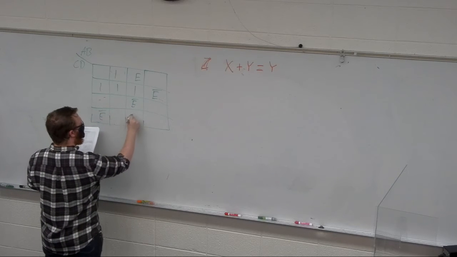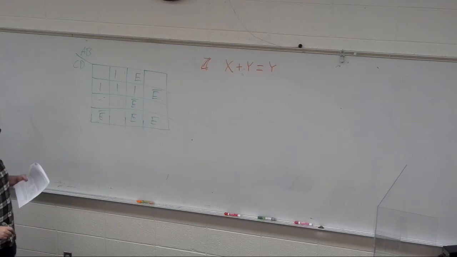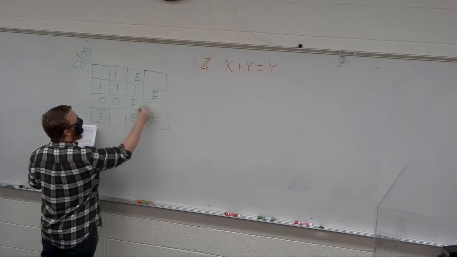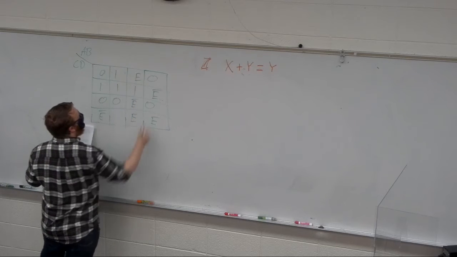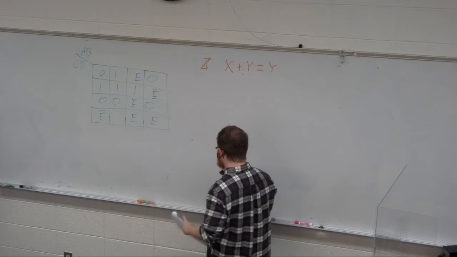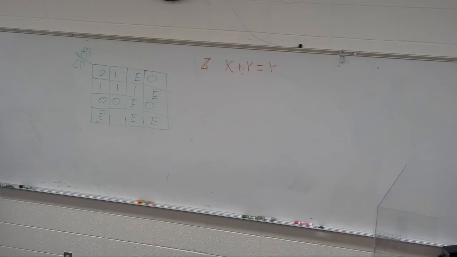E bar, E, E. Okay, well, this is quite a mess. I guess I can explicitly write the zeros. Okay, so let me make sure I can see the green on the camera. Yeah, that's fine. It's not great, but it's there.